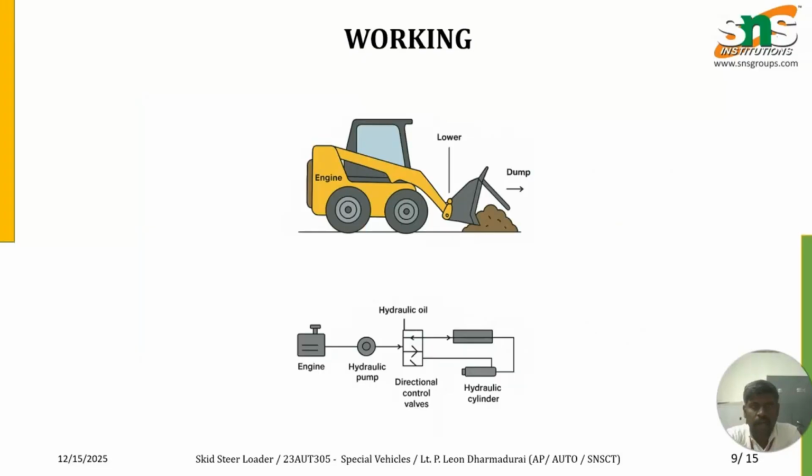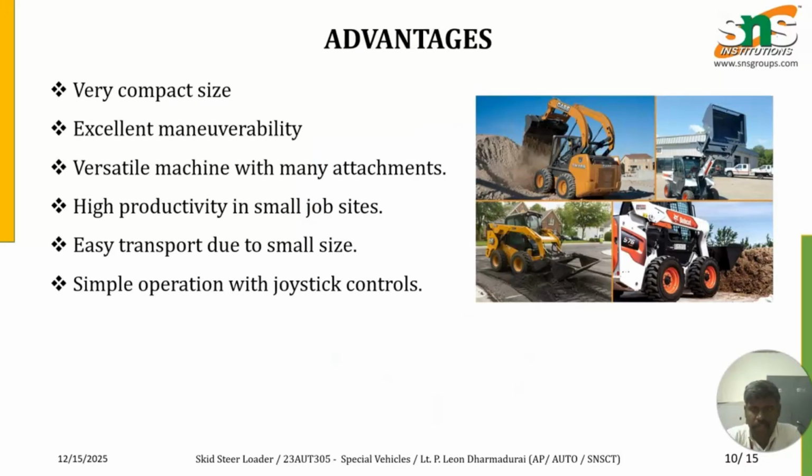The working is simple. With the help of the bucket in the front area, we can lift and dump the loosened materials and transfer them from one place to another. These controls are all present in the driver cabin, so the driver can actuate all these mechanisms from within it. The main advantages are its very compact size, excellent maneuverability compared to other vehicles, and it is also a versatile machine with attachments on a small scale. It has high productivity in small job sites, easy transport due to its small size, and simple operation with the joystick controls provided in the driver cabin.